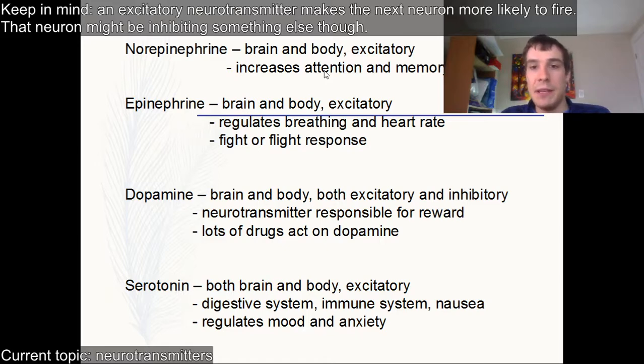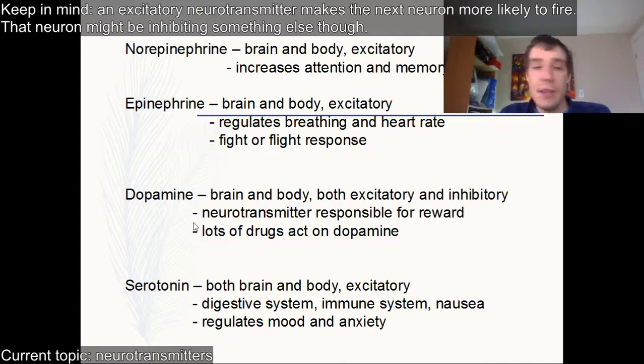So, when you're panicked at 10 p.m. trying to write a paper that's due at 11 p.m., your norepinephrine's all high. Epinephrine, on the other hand, does more of the body stuff. It'll raise your heart rate. It'll make you breathe faster. It's involved in that fight or flight response.